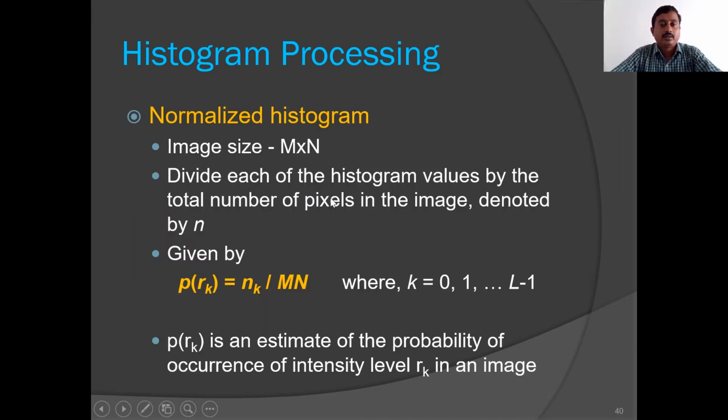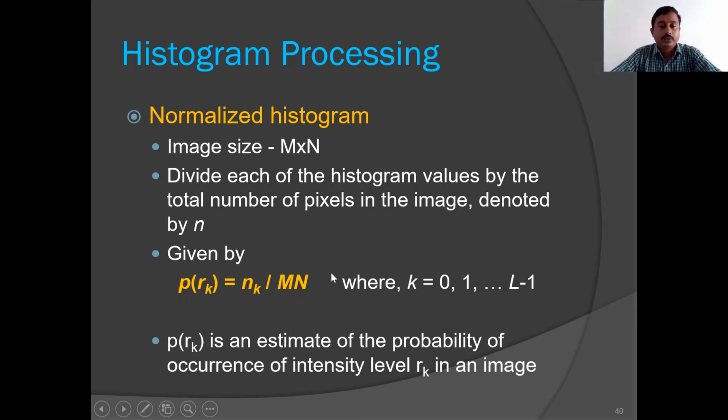The next concept is called normalized histogram. It is common practice to normalize the histogram by dividing each of its components by the total number of pixels in the image. If the image size is M by N, the total number of pixels will be M into N. So in order to find the normalized histogram, we divide each of the histogram values by the total number of pixels in the image. We represent the normalized histogram by p of rk, which equals nk divided by M into N, and we calculate this value for all the intensity levels.